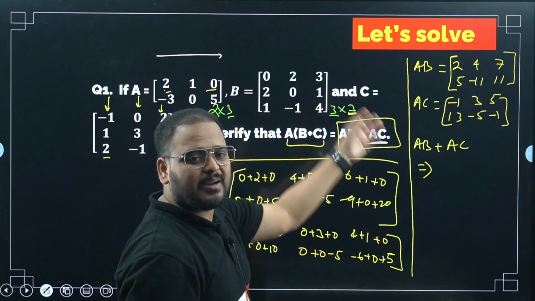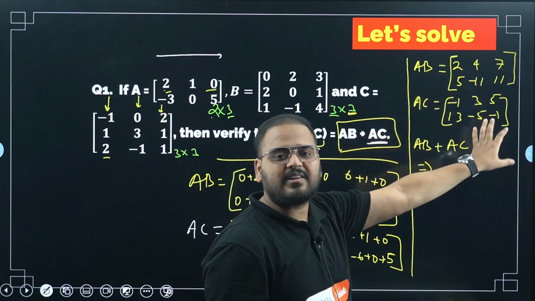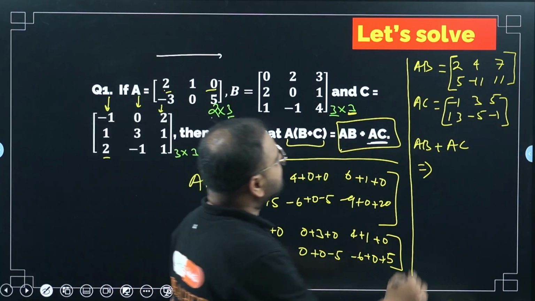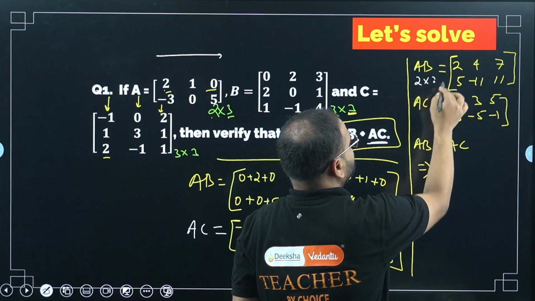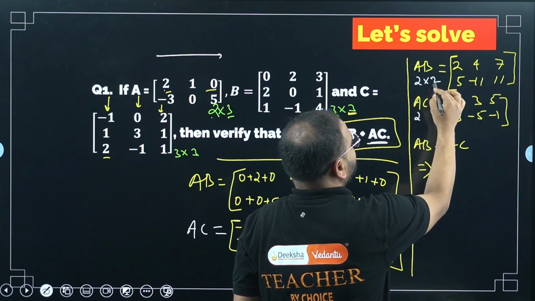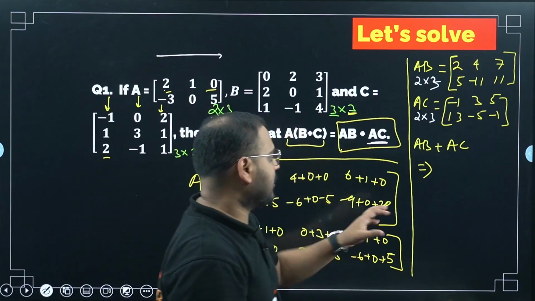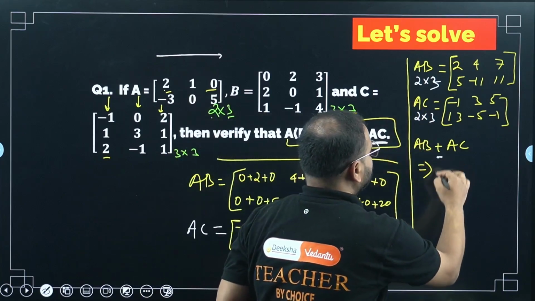So we have to add the corresponding elements. We can add it, right? Because both the matrices have the same order. What's the order of the matrix in both the cases? Same, 2 cross 3 and 2 cross 3. Number of rows are 2, number of columns is 3. Okay, let's add them. So AB plus AC will look like this.